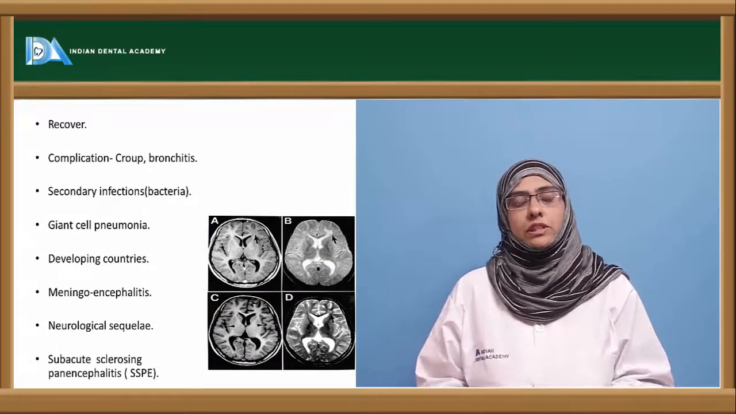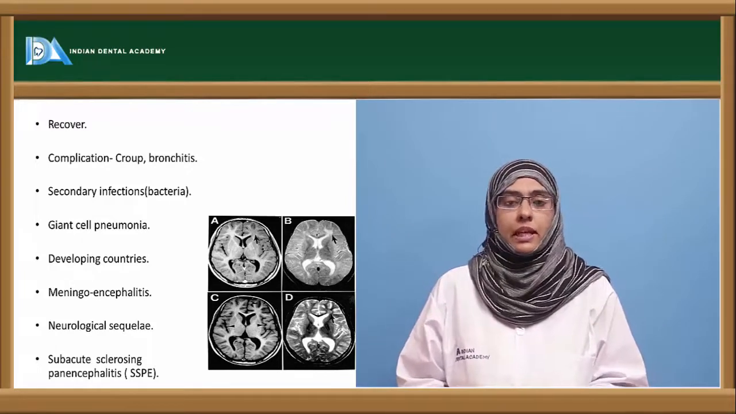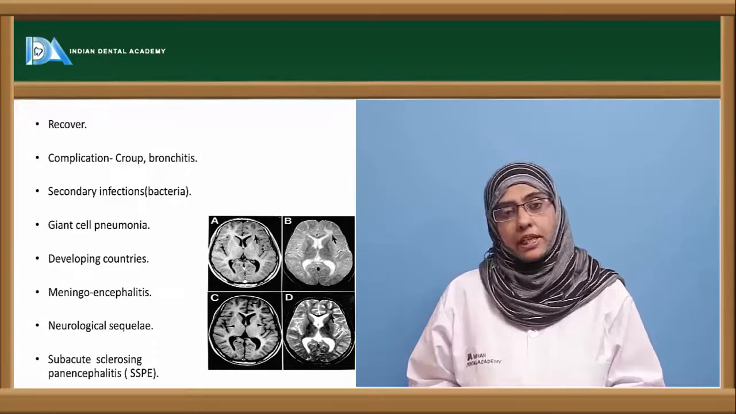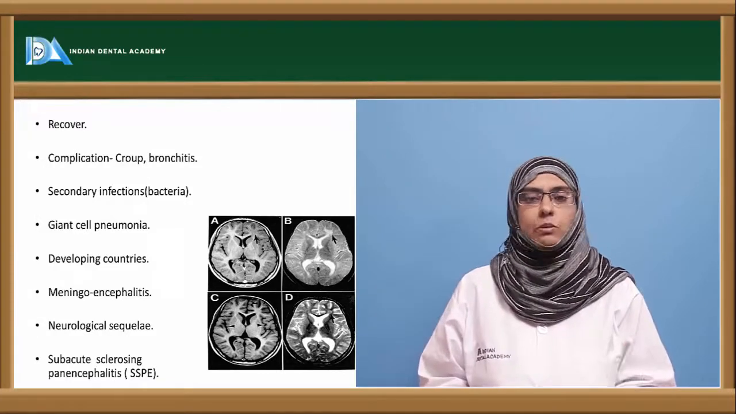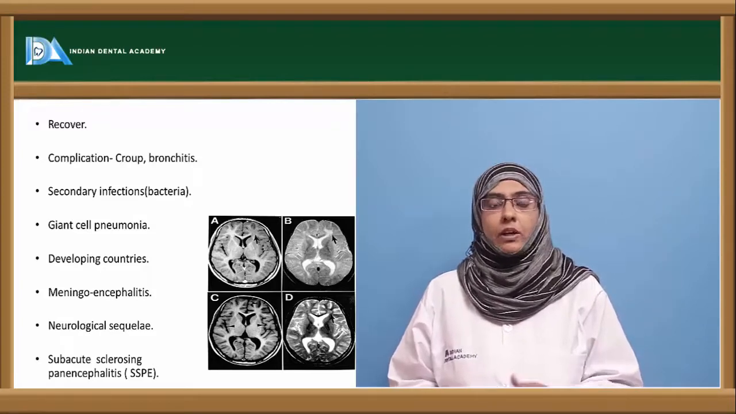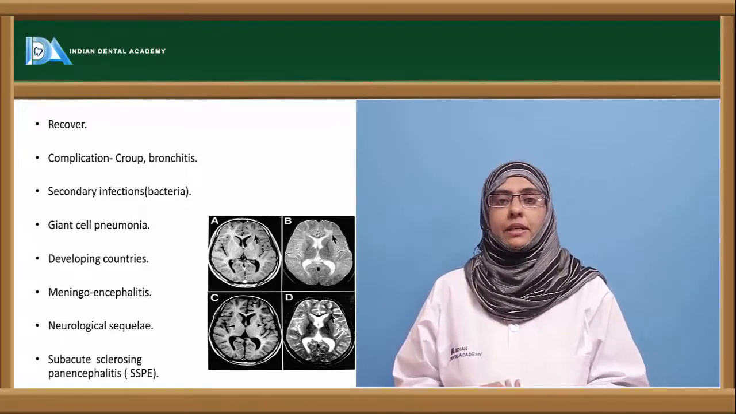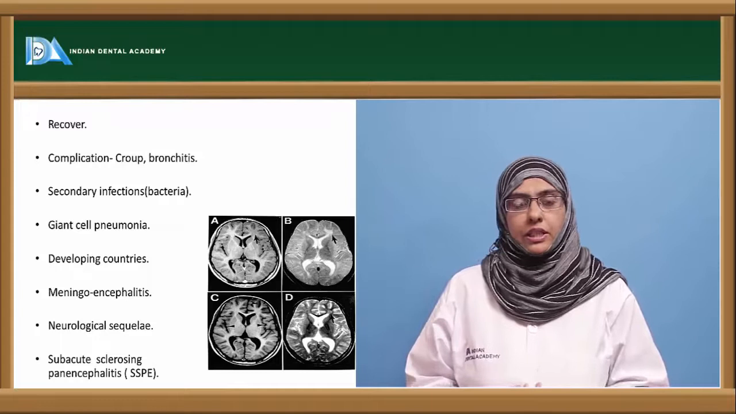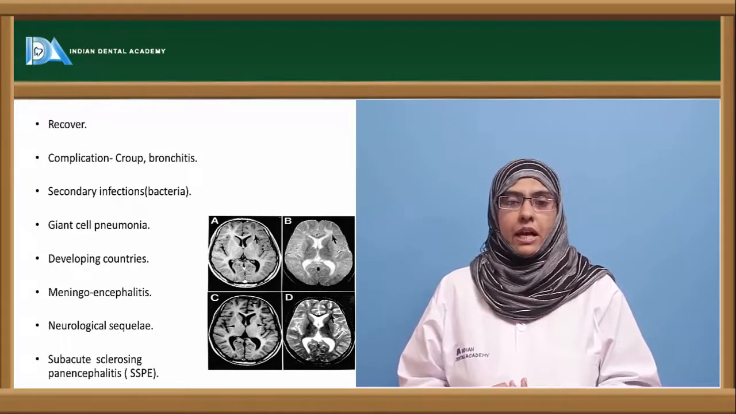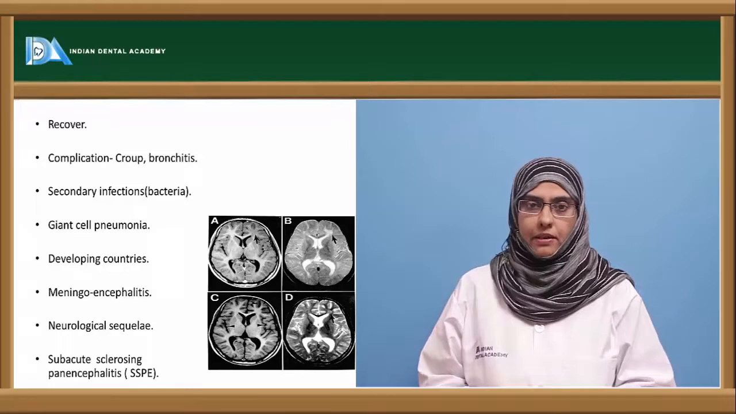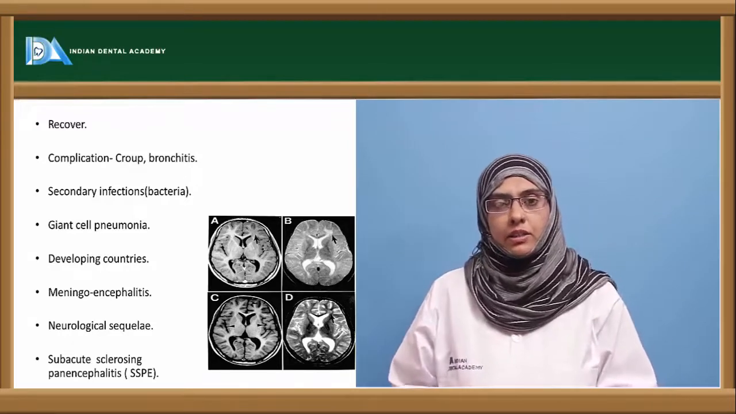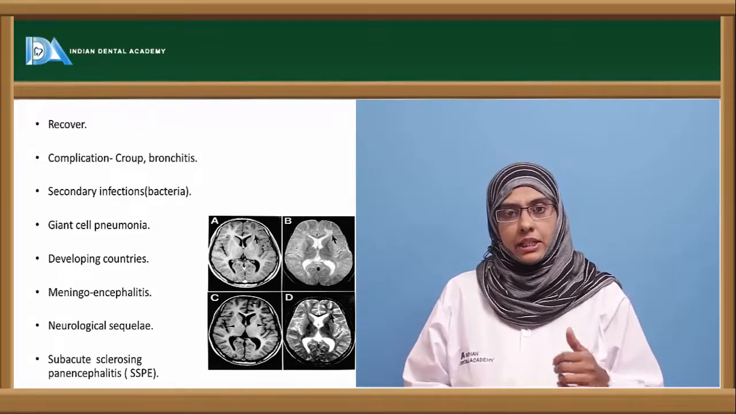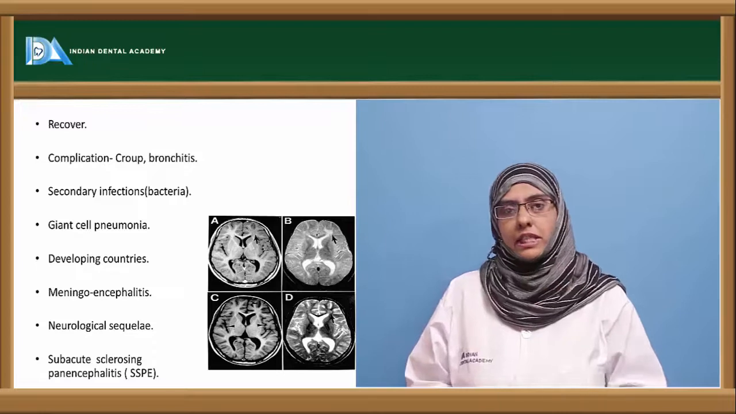Most children usually recover, but sometimes children can develop complications due to the viral infection such as croup or bronchitis, or due to secondary bacterial infections such as pneumonia or otitis media. The rare complication of giant cell pneumonia is seen only in children who are immunodeficient or malnourished, and these complications are mostly seen in developing countries. Another rare complication associated with measles is meningoencephalitis, which usually recovers with neurological sequelae.